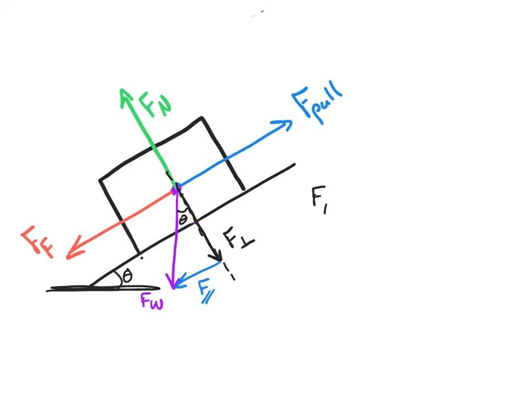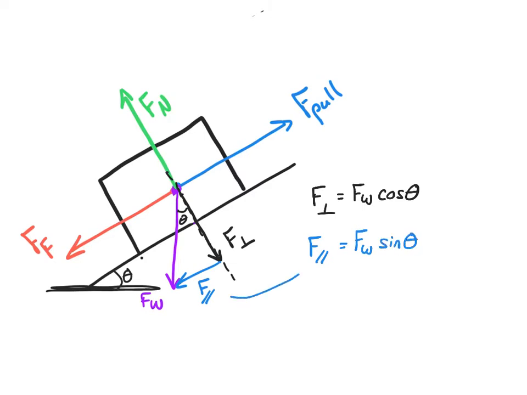So when we solve for the perpendicular component, we're going to use our trig functions. We have a right triangle, so that would be the force weight times the cosine of theta. To find our parallel component, we're going to use the force weight times the sine of theta.